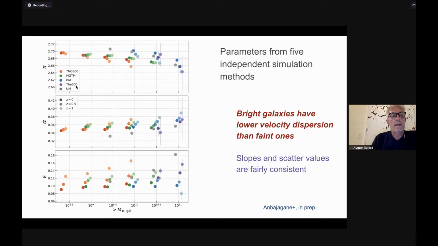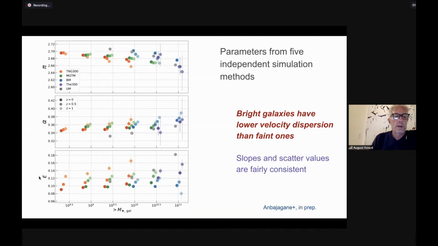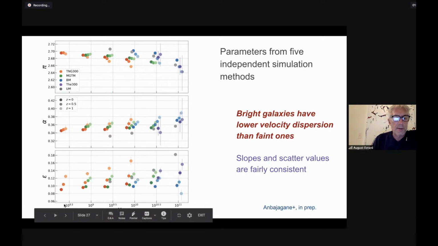But then we went out and contacted other folks with similar simulations, more recent ones, and picked them up. So there's a group called the 300, and, this is not University of Michigan, the Universe Machine is the name of that simulation. And this is a little bit of a complicated plot, but I'm showing you first up here the normalization, the slope, and the degree of scatter about the mean relation. And what we're looking at are populations of galaxies that are thresholded by stellar mass.